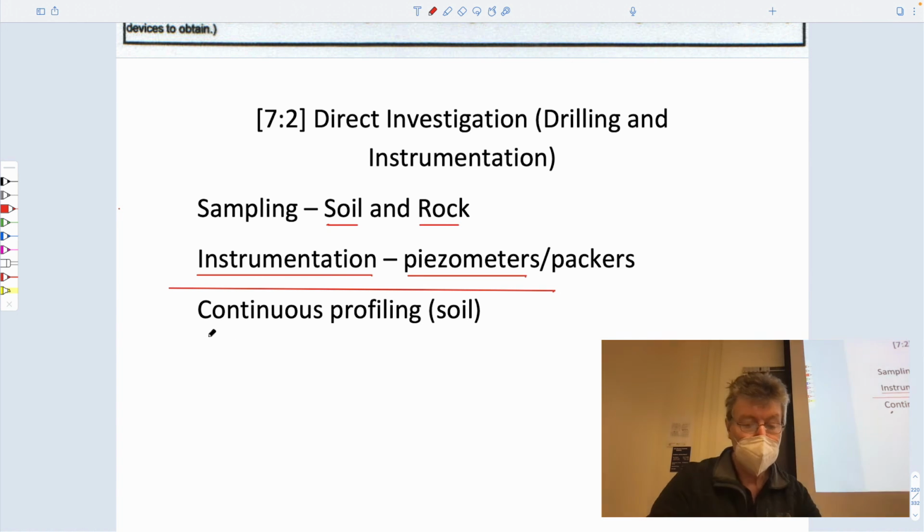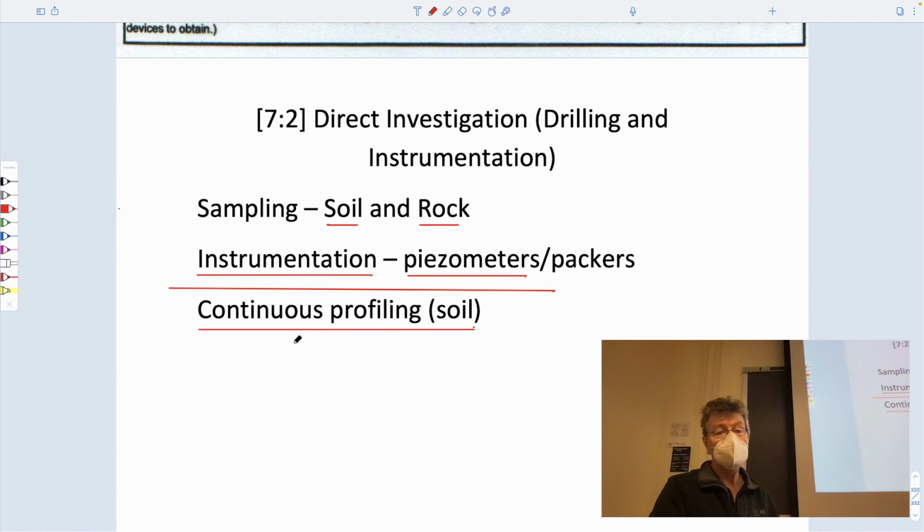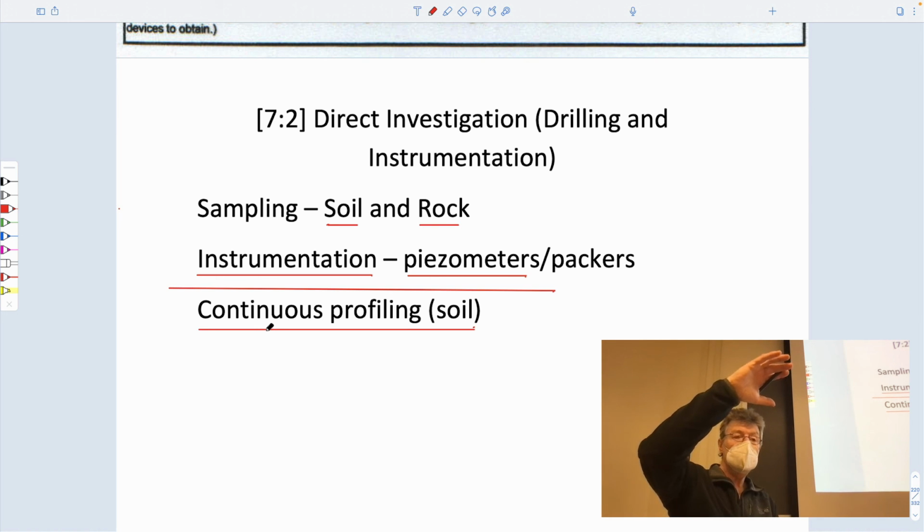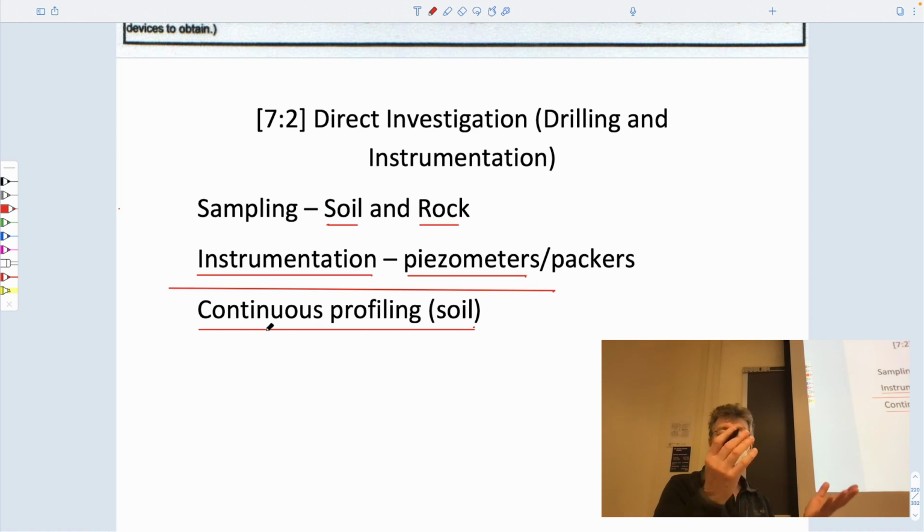And then finally, only for soils, we can use continuous profiling. And the advantage of continuous profiling is it's really fast. You can probably push a hole like 2 centimeters a second, and you can work out exactly how long it takes to go down in depth. So in half a day, you can probably go 100 feet down and have a profile on that.